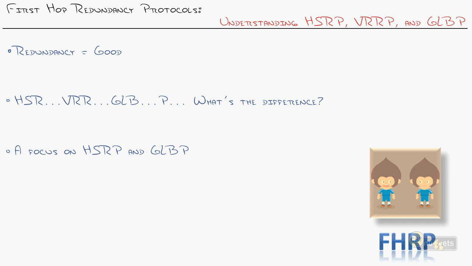It's time to add a whole bunch of acronyms to your mind. HSRP, VRRP, and GLBP, which are all FHRPs. Did you get that? Say it 5 times fast.